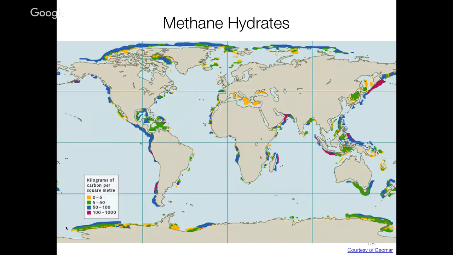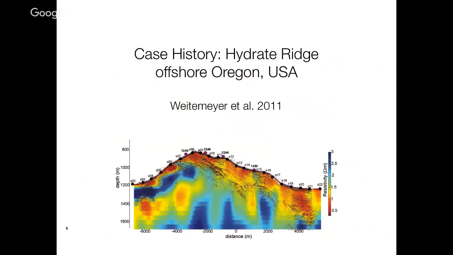We'll definitely hear more about mining gas hydrates as time goes on. This is a case history. It was put together by Karen Weitemeyer. She was a graduate student at Scripps, and it's an area off the west coast of North America in Oregon called the Hydrate Ridge. This is an image of it.